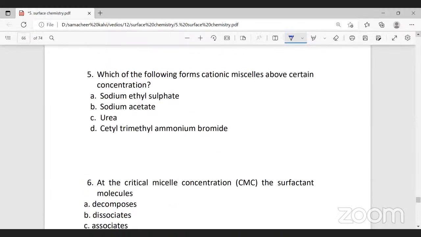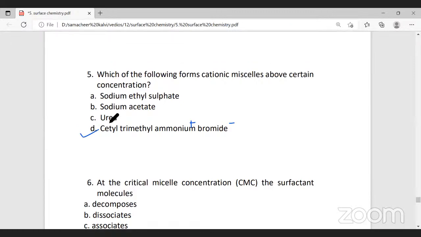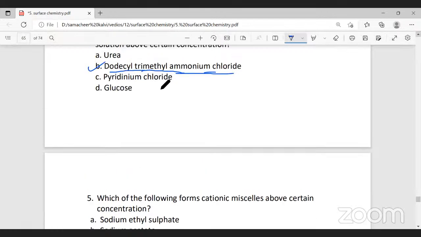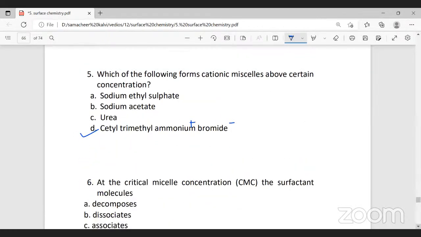The next one. Which of the following forms cationic micelles above certain concentration? Sodium ethyl sulfate, sodium acetate, urea, cetyl trimethyl ammonium bromide. Bromide is negative and ammonium is positive, therefore it will be option D. Option D. The fourth question, did I make any mistake in the fourth question? No, it's correctly done.